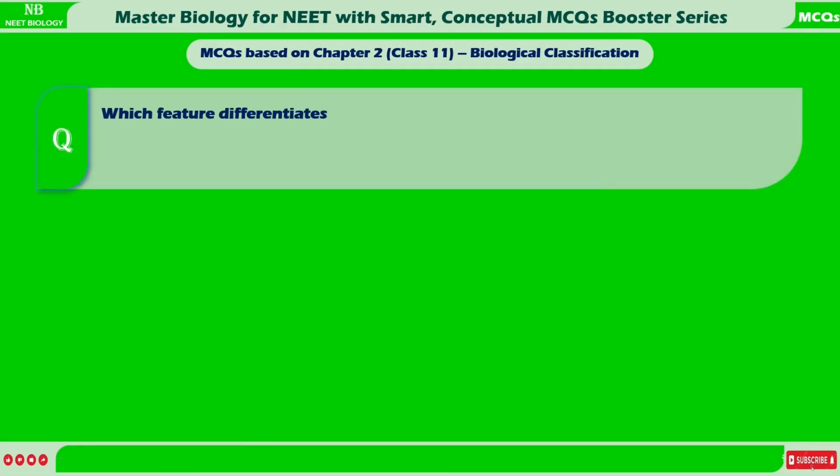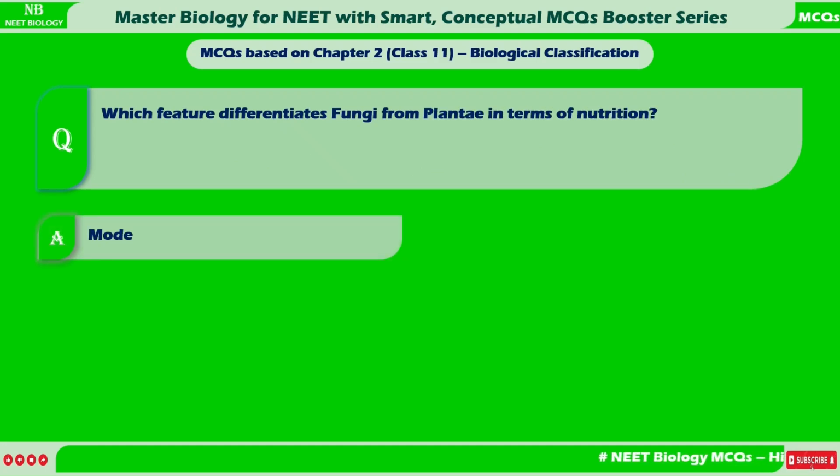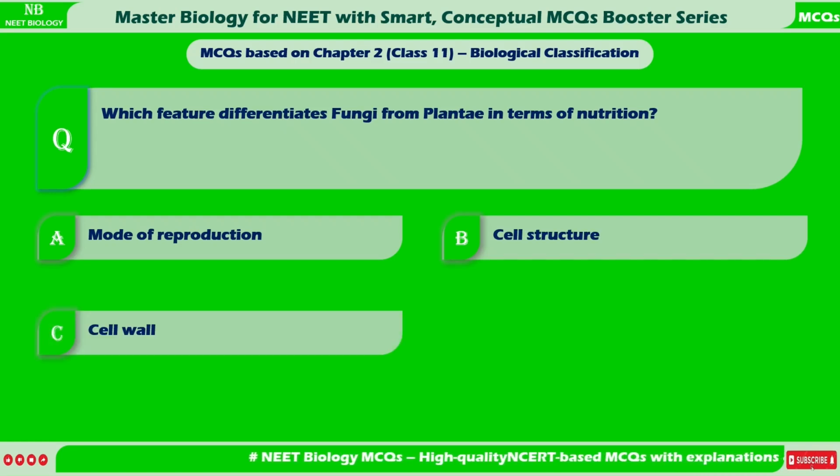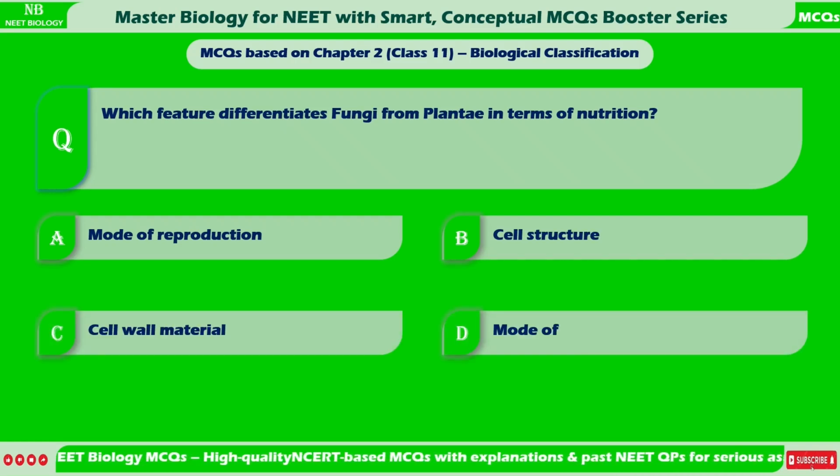Which feature differentiates fungi from Plantae in terms of nutrition? A. Mode of reproduction. B. Cell structure. C. Cell wall material. D. Mode of nutrition.